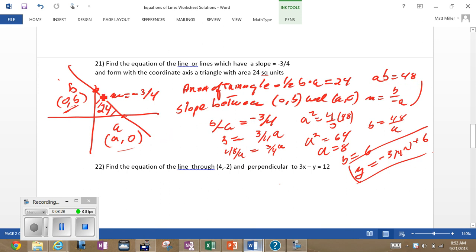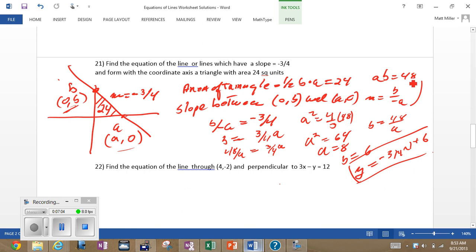Now, what's the slope between these two? Well, using those coordinates and the slope formula, you have b minus 0 over 0 minus a, negative a. So the slope is b over negative a. But we also know that the slope of this line is negative 3/4. So if we equate this slope with negative 3/4 and cross multiply, we get that b is equal to 3/4 a.